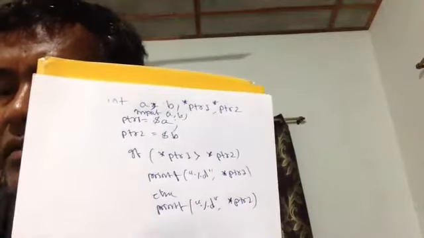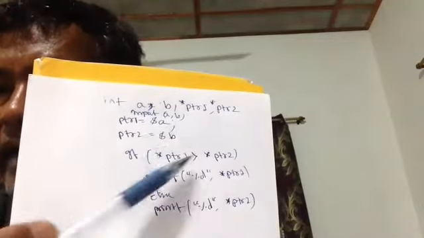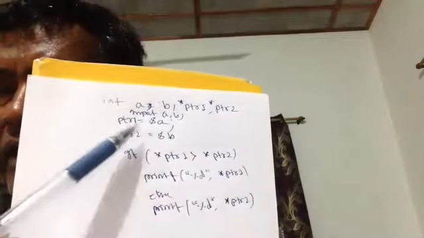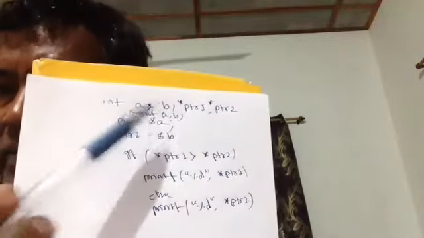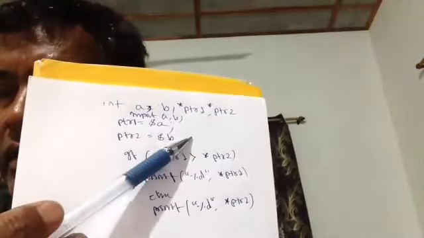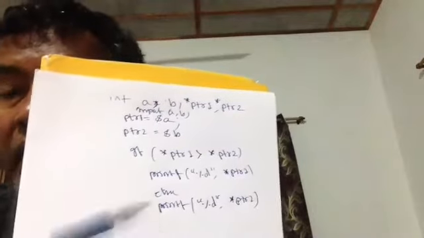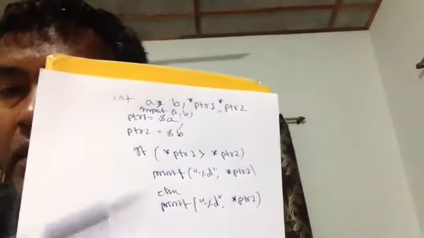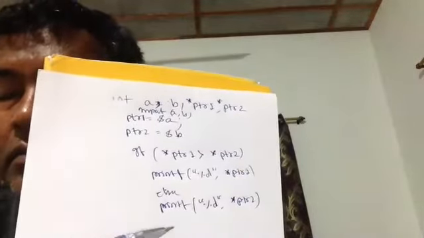Now it's clear. You can't directly go for input ptr, you can't compare it. You have to assign the address of a variable. Okay, then you can go this way. Similarly, you can go for finding the bigger among 3 numbers. Same concept. Okay.